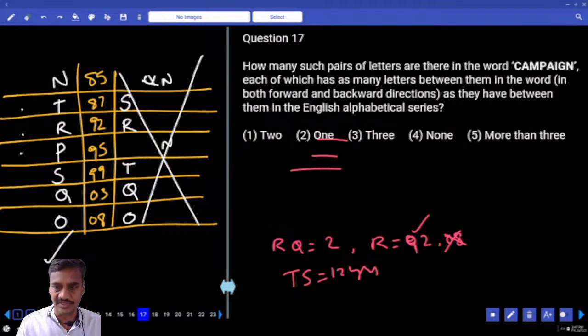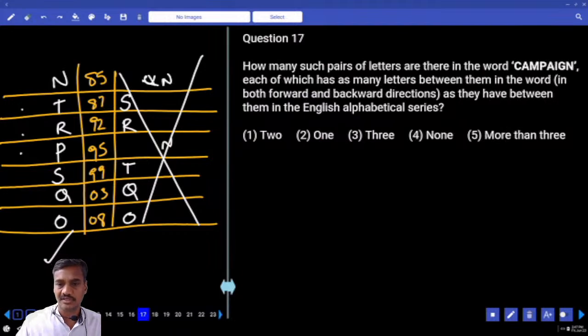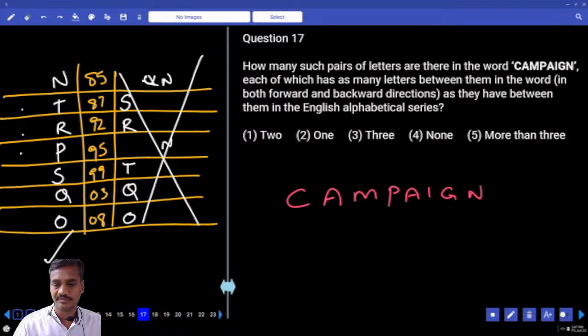The next one, the 17th. In this question 17, how many such pairs of letters are there? What is the word we have? CAMPAIGN. Now in this word, starting with C, D, E, F, G, H, I, J. A, B, C, D, E, F, G. M, N, O, P, Q, R. P, Q, R, S, T. A, B, C, D. I, J, K, G, H. Left to right, not even a single pair.